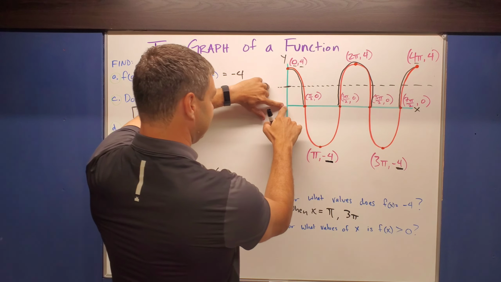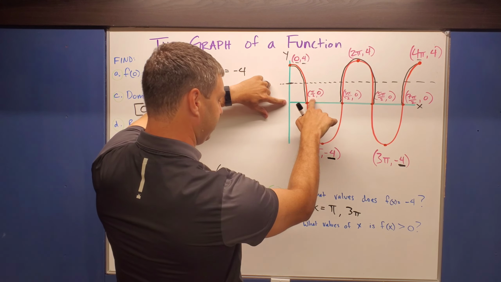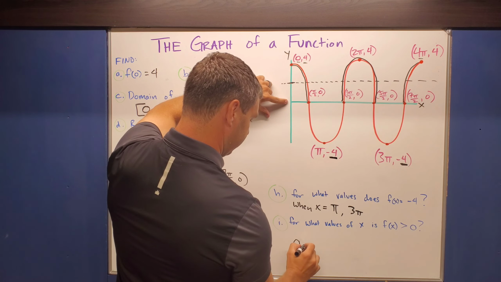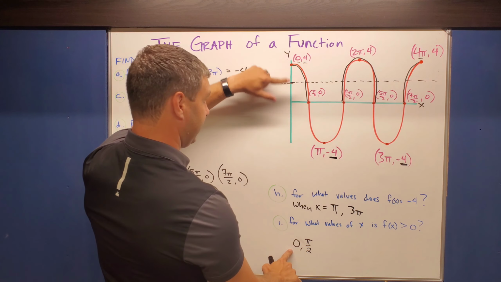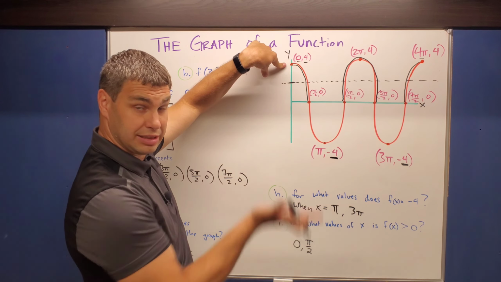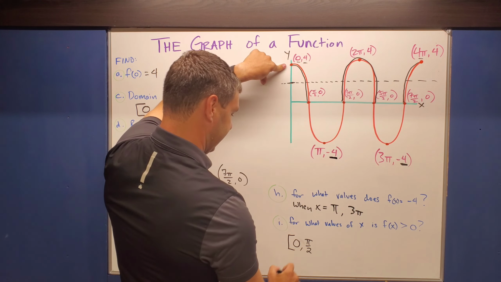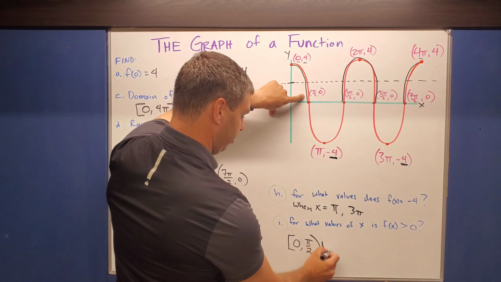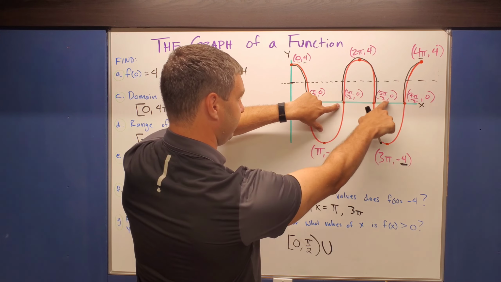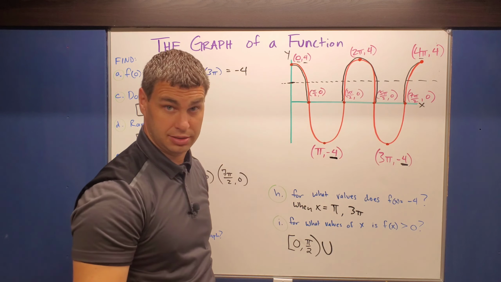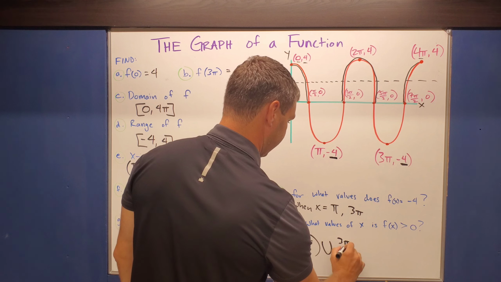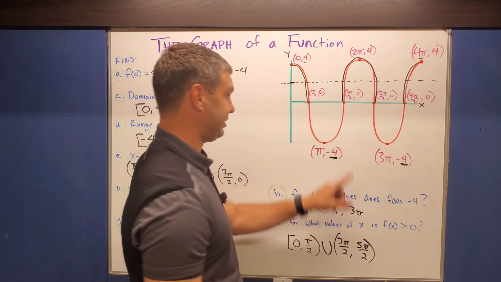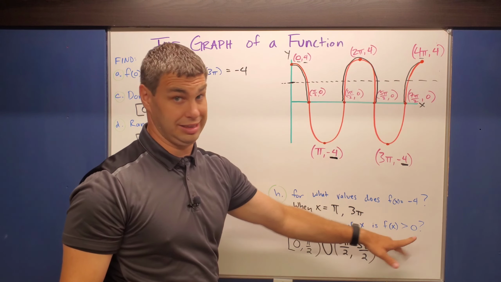Okay, so starting at 0, from 0 to pi over 2. I'm going to include the 0 because it is above the x-axis, but pi over 2 is not, so I'm going to use a parenthesis there. Union with 3 pi over 2 to 5 pi over 2, neither of those are going to be included. Those both get parentheses because they're on the x-axis. We want things that are greater than 0, not equal to 0.